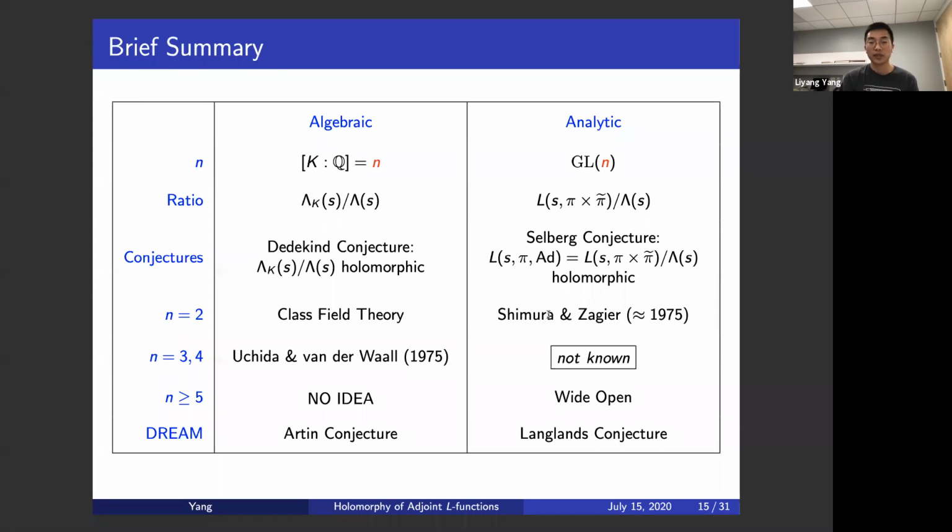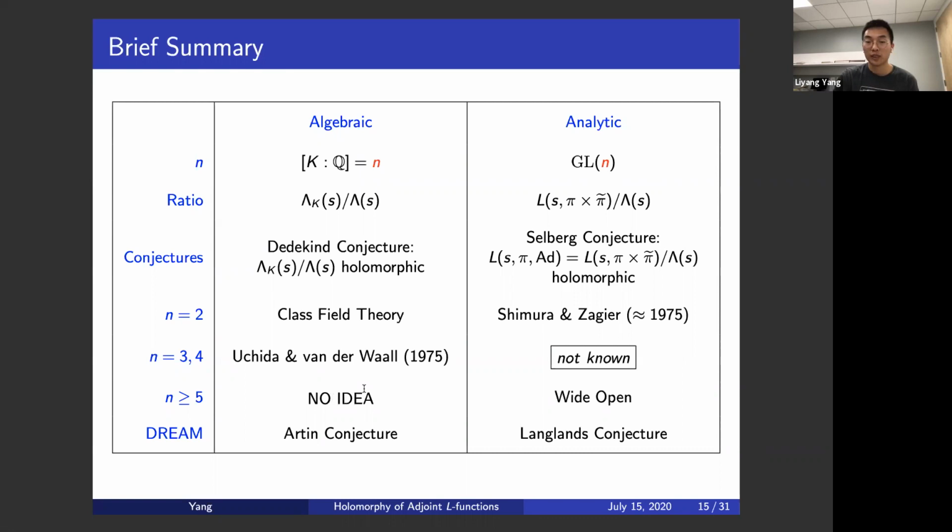But for higher degree, there's no idea. And for the GL3 and GL4 case, it was not known, not even for Hecke rank. Basically, when n is large, it's quite open. But we have exciting dreams like the Artin conjecture and the Langlands conjecture. This is basically the background about this problem.